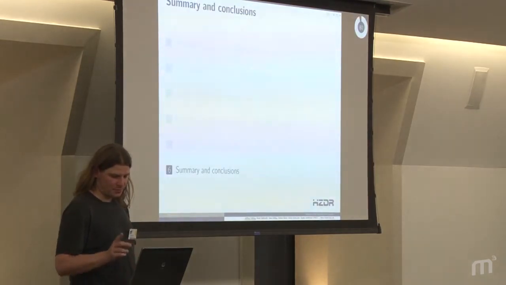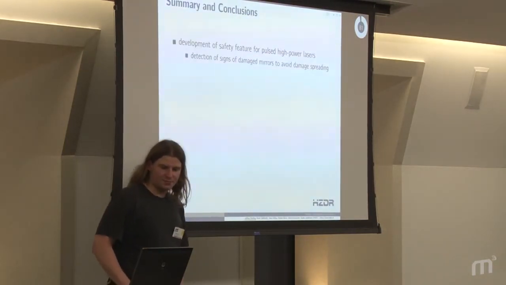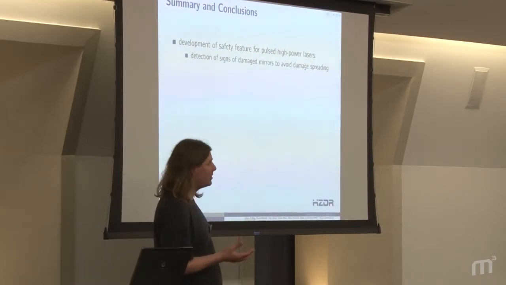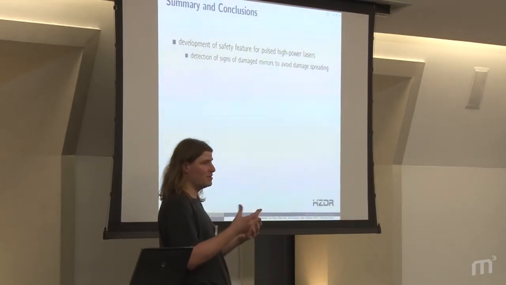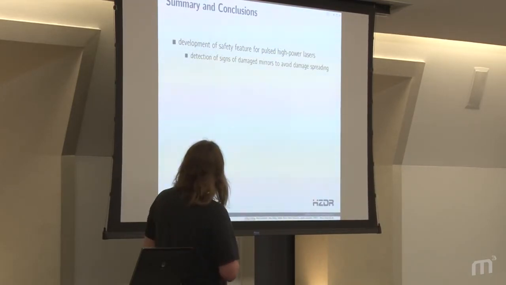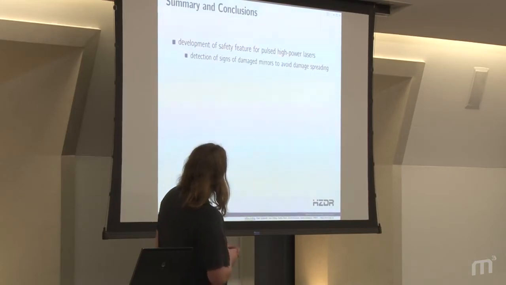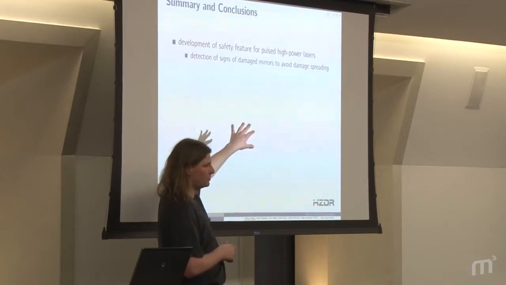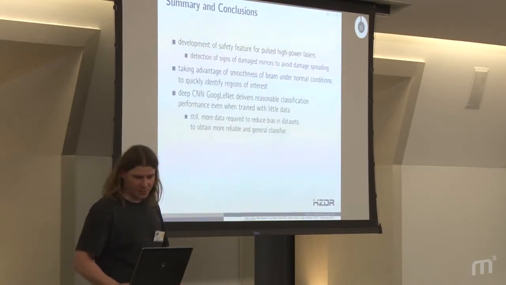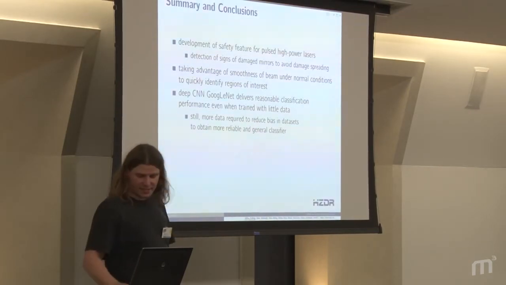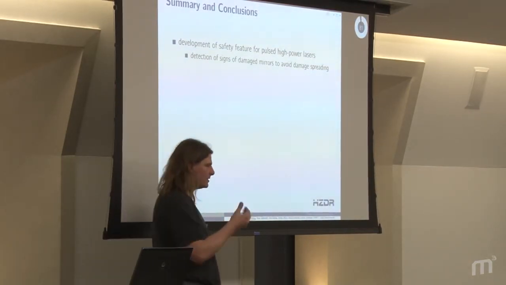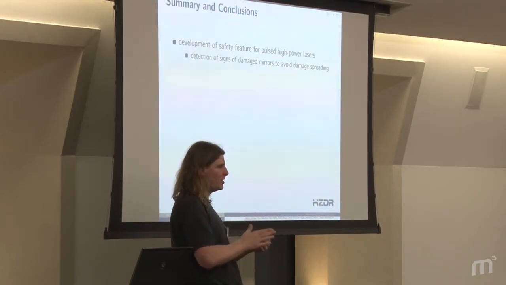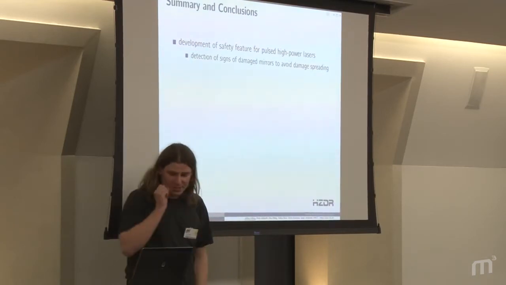Yeah, okay, sorry. To summarize, what I presented to you was the development of a safety feature for these high power lasers, so they don't damage themselves, don't create cascades, and keep damage from spreading. And a special case which we looked at for now is the detection of signs of damaged mirrors, and avoiding the spreading of this damage. If we detect dust, then that's actually about avoiding damage, because dust is not damage in the system. But if we remove the dust early enough, then it doesn't cause any damage in the first place.